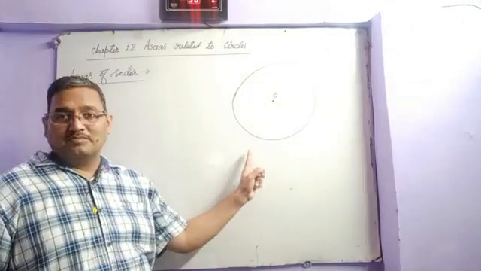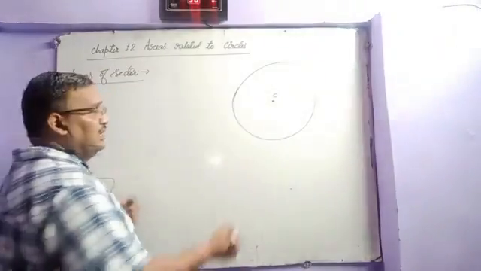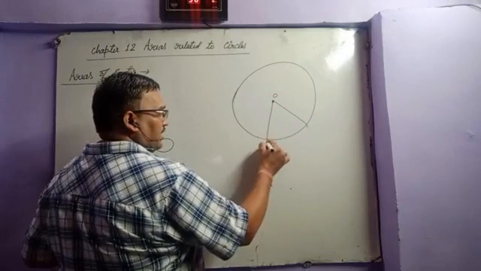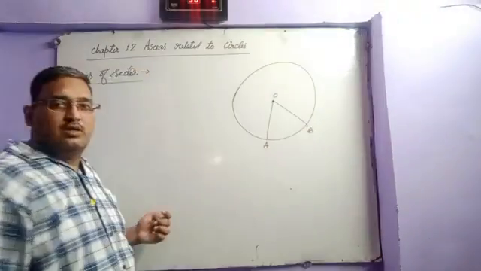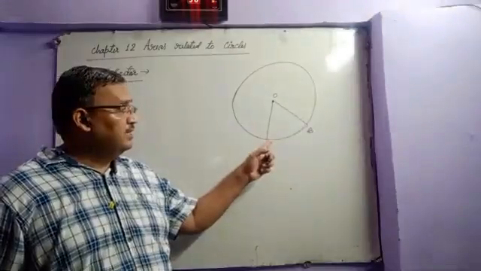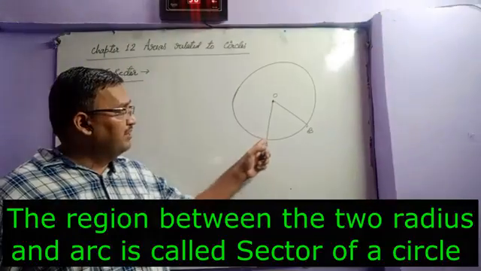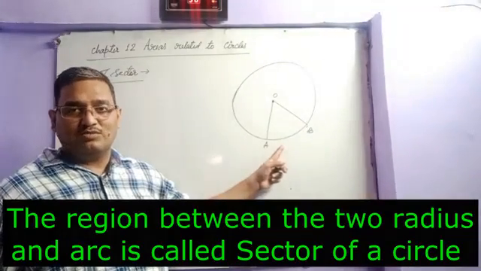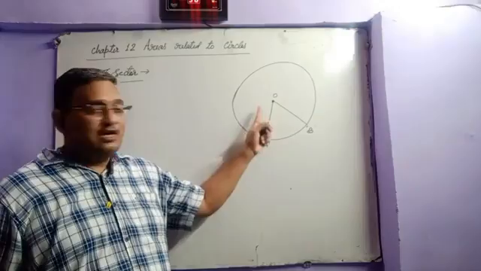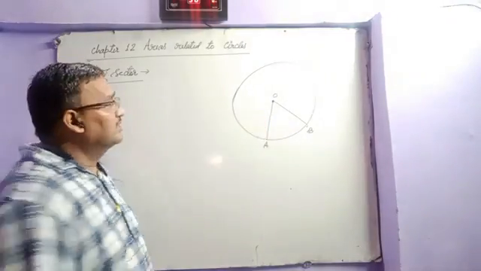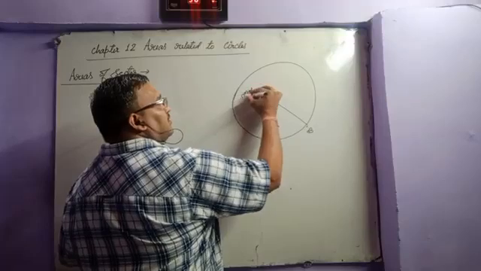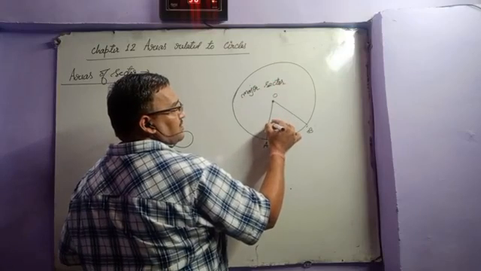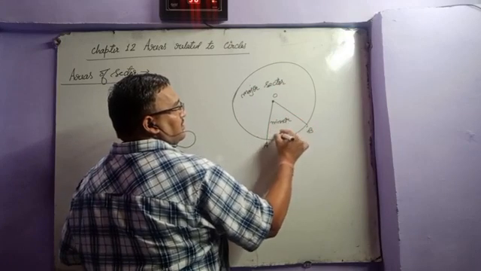I have drawn a circle over here. If we join any two radius OA and OB, now the definition of sector is region between the two radius and arc is known as the sector of the circle. There are two types of sector. You can see in this diagram. This one is known as major sector, and this one is known as minor sector.